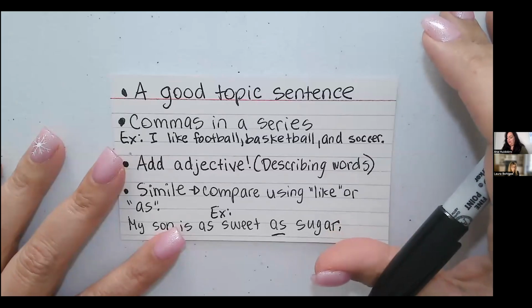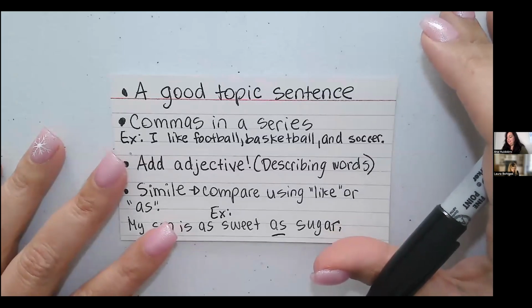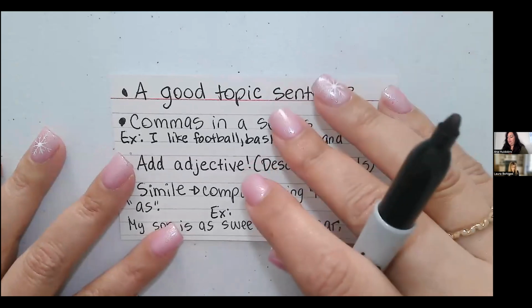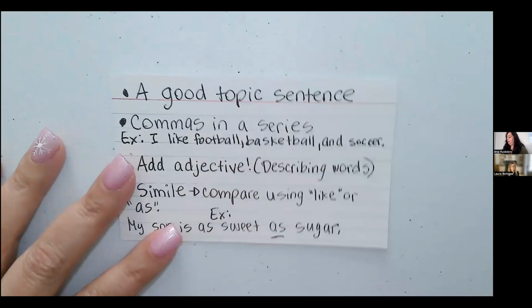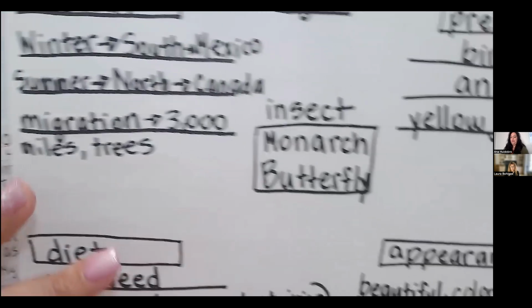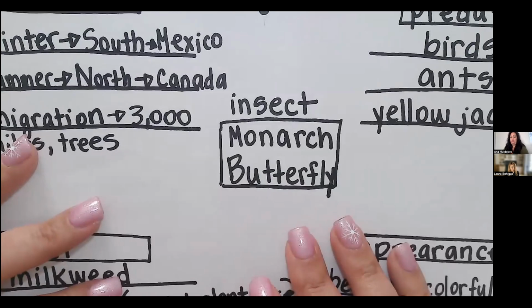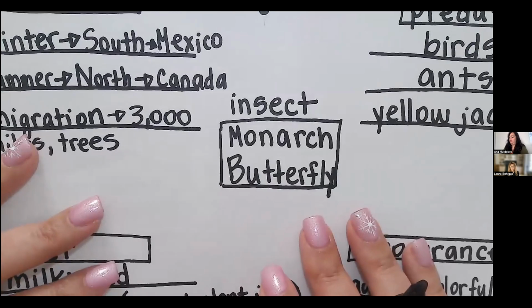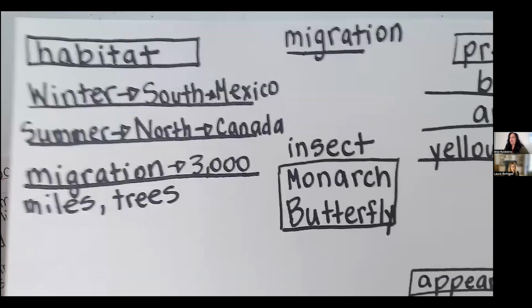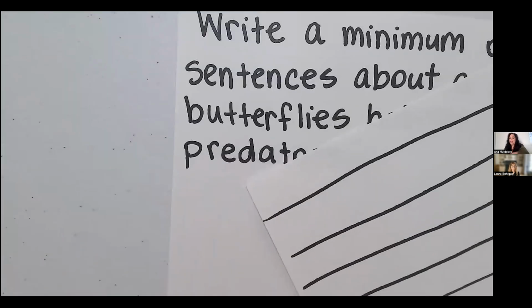Hi, everybody. Welcome back to part 2 of our lesson. Today, we will be using our cheat sheet for writing a good paragraph, and we will also be using the graphic organizer that we did in part 1 regarding monarch butterflies. So before we go into that, let's go ahead and see what the actual assignment is.